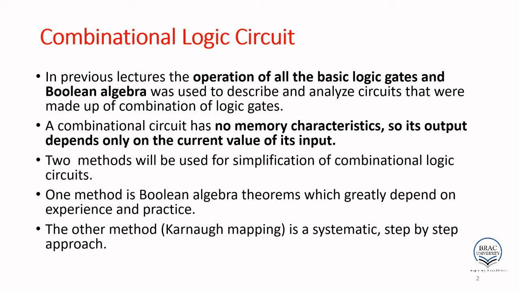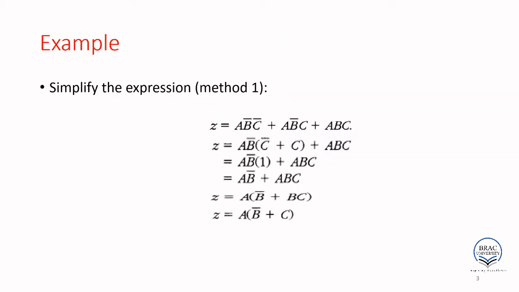One method is called the Boolean algebra theorem, which directly depends on experience and practice, which we already did in the last lecture. The other method is called Karnaugh mapping. It is a systematic, step-by-step approach. Just look at this simple example.